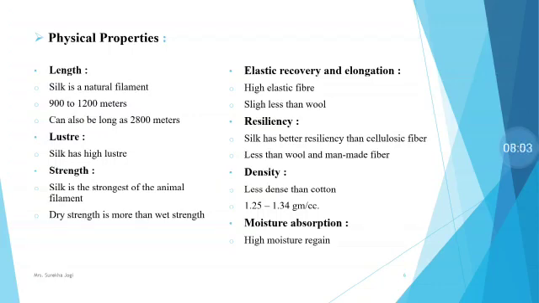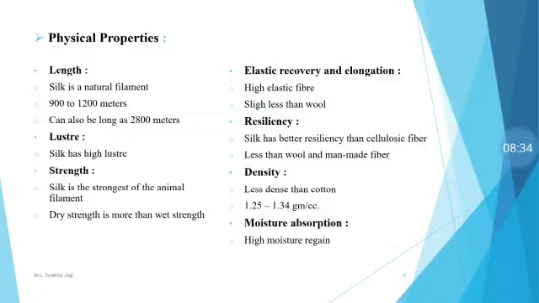Then regarding strength, silk is the strongest of the animal fibers, which means it is stronger than wool. It loses 20 to 25% of its strength when wet, or we can say that the wet strength of silk is less than its dry strength. Due to its low wet strength, it demands special care while laundering.